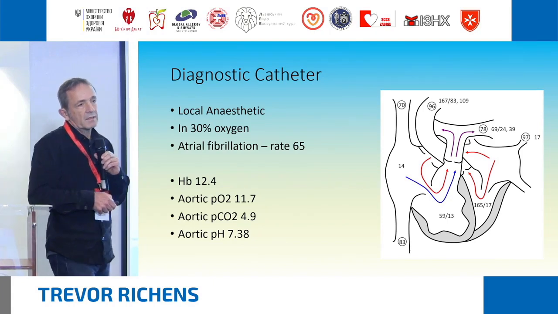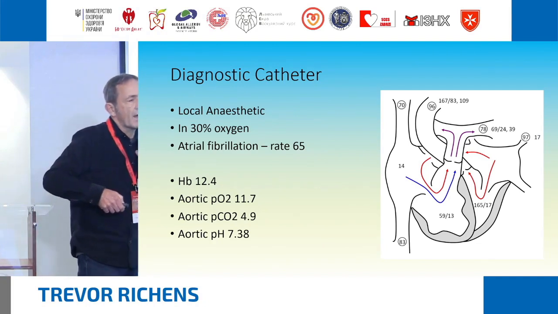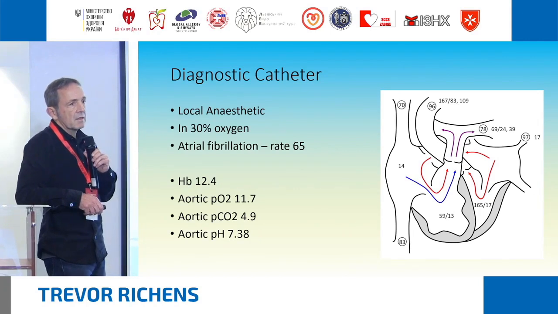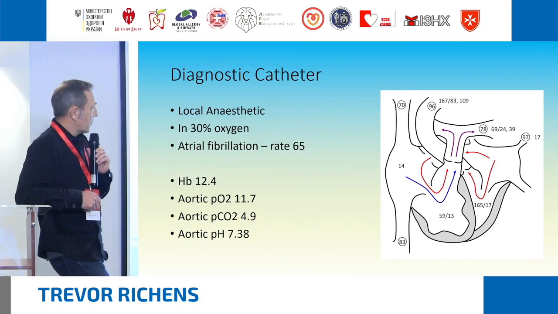So if we're doing a diagnostic catheter for pulmonary hypertension in adults, we do it under local anaesthetic and light sedation. In children, it's always under general anaesthetic. We use as little oxygen as possible so we don't ruin the results. So we normally keep it at 30% or less.